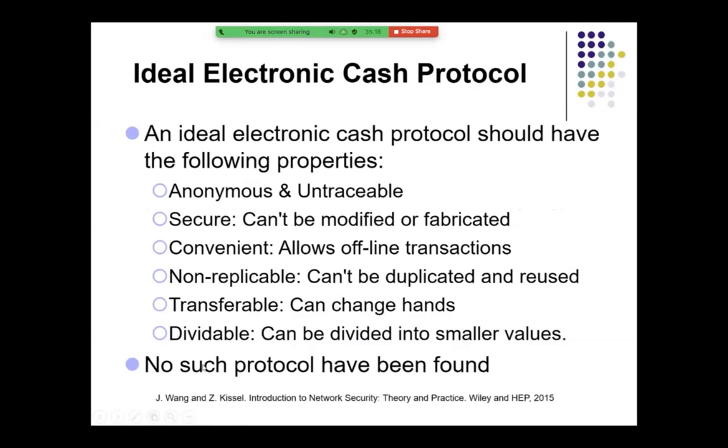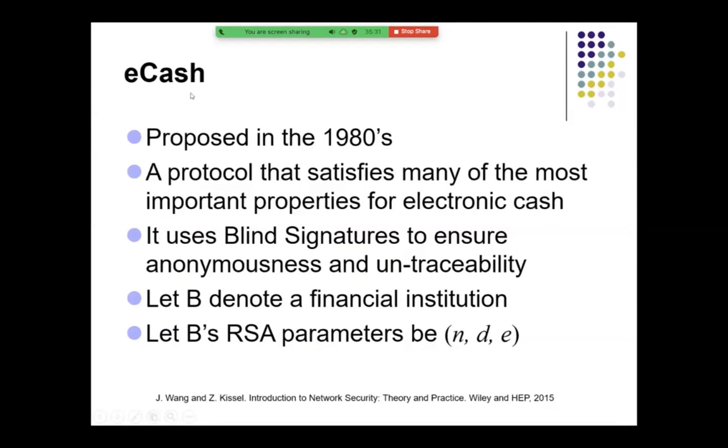Unfortunately, at this time, we don't have any protocol that can provide all of these properties. So what we are going to look at is a protocol named Ecash. This protocol was devised in the 1980s, and it satisfies many of the most important properties that we outlined earlier. In particular, it uses blind signatures to ensure anonymousness and untraceability.